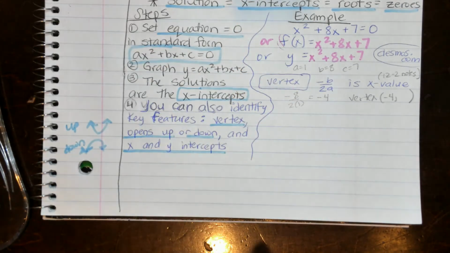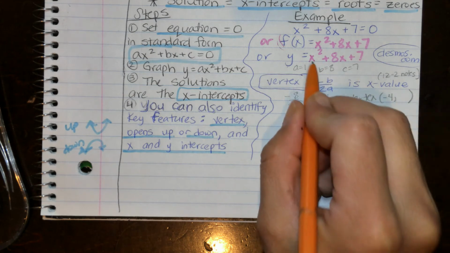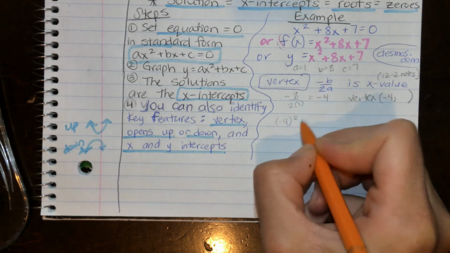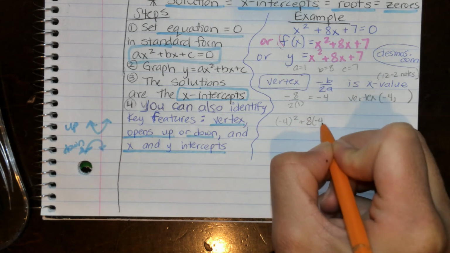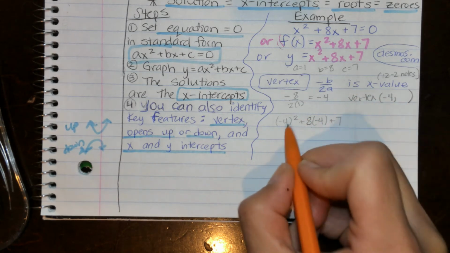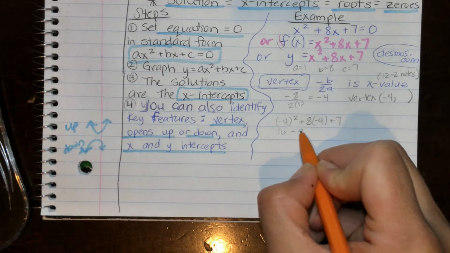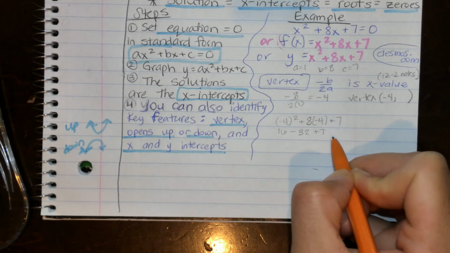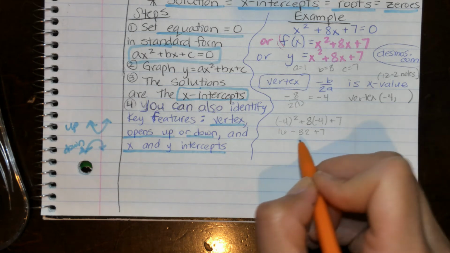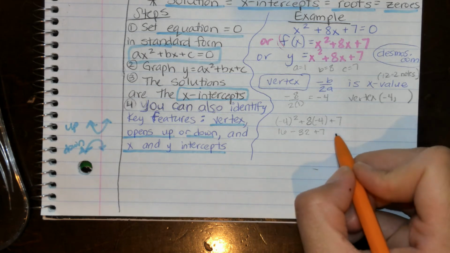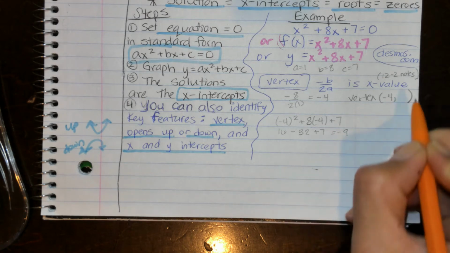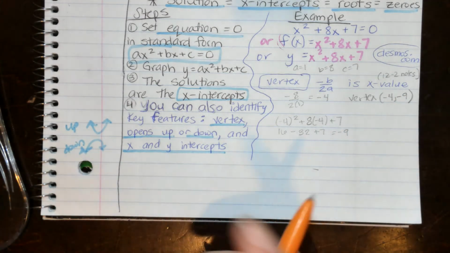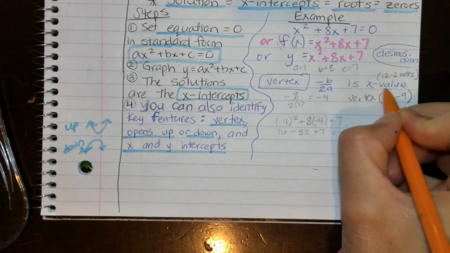Okay, so anyways, I'm going to substitute negative 4 into my equation. So negative 4 squared for x squared, plus 8 times negative 4, plus 7. That would be 16 minus 32 plus 7. That's negative 16 plus 7, which I believe is negative 9. All right, so that's my vertex.